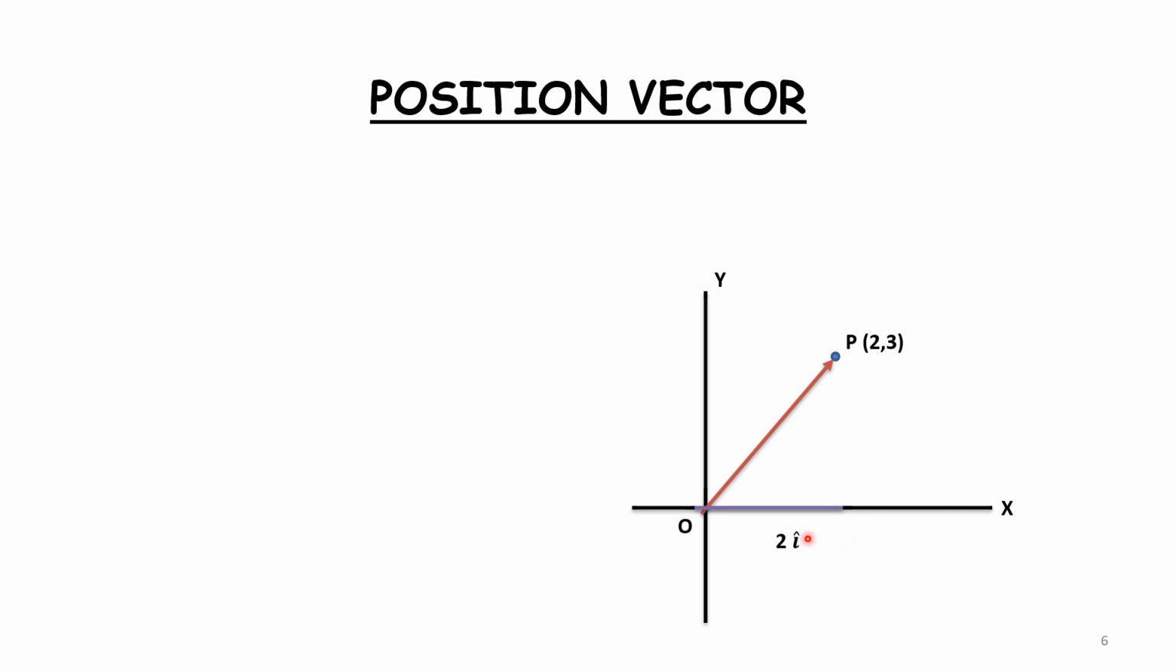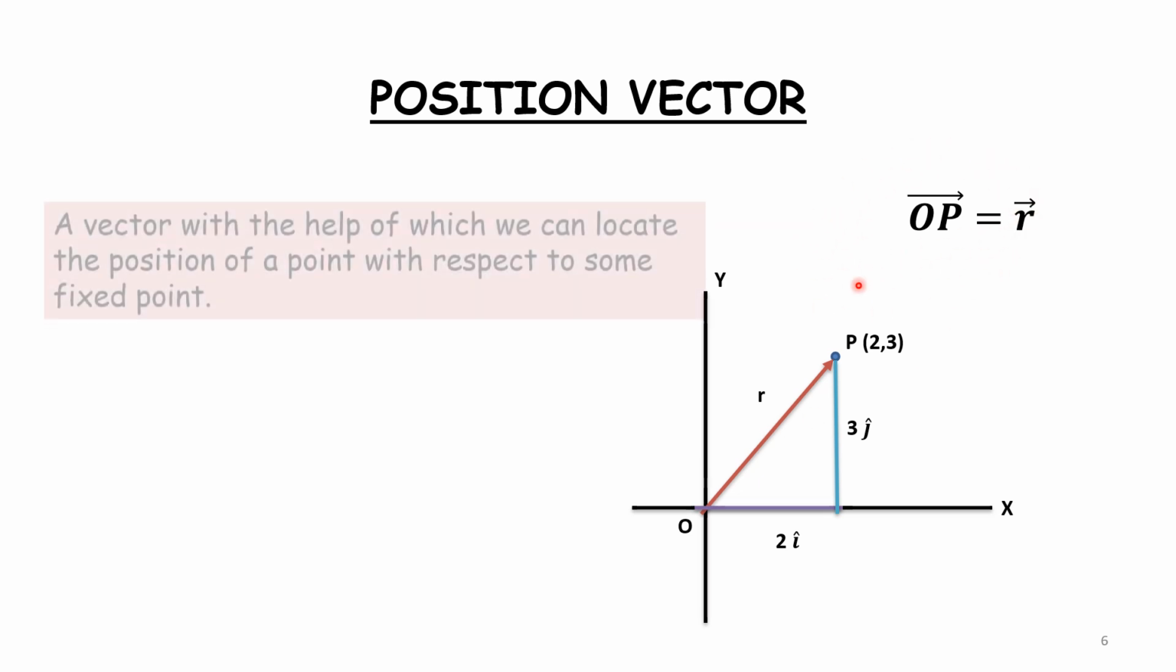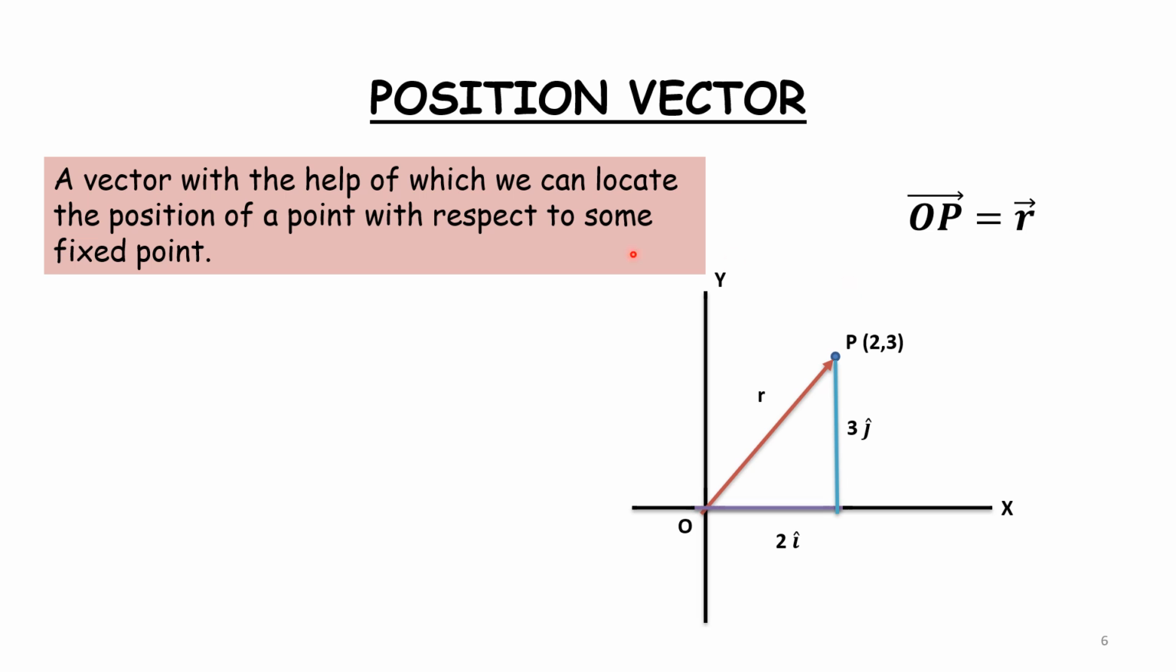2 units on the x-axis means 2 i cap. Why am I using i cap? i cap is the unit vector that represents the direction along the x-axis, and I will make a 3 unit line along the y-axis. So basically I have connected this point from O to P, giving it direction from O to P. Let's say this vector OP is equivalent to r, which is known as the position vector.